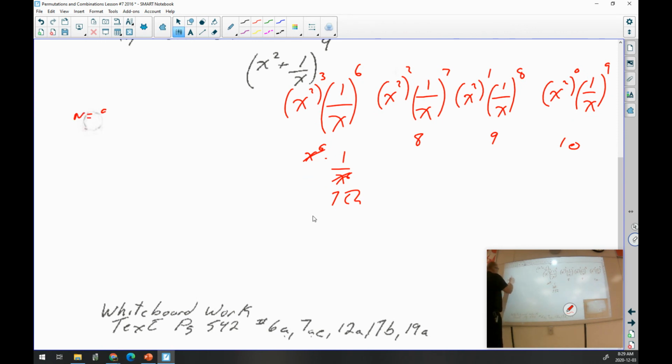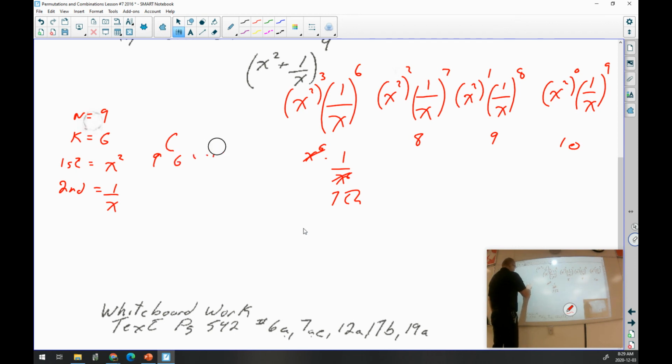We have n is equal to 9, k is equal to 6; for the 7th term, k is 1 less. Our first term within our expansion is x squared, and our second term is 1 over x. So now we just have to plug this in. We have 9 choose 6, x squared cubed, 9 minus 6, and 1 over x to the power of 6. Well, we've already shown that those cross off, so our answer is whatever 9 choose 6 is.